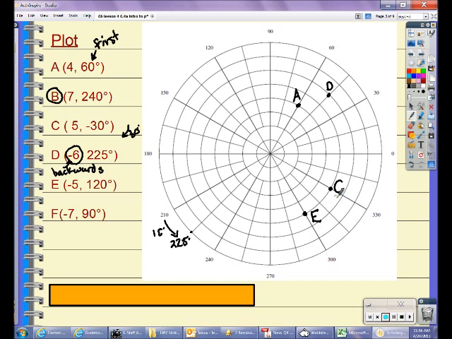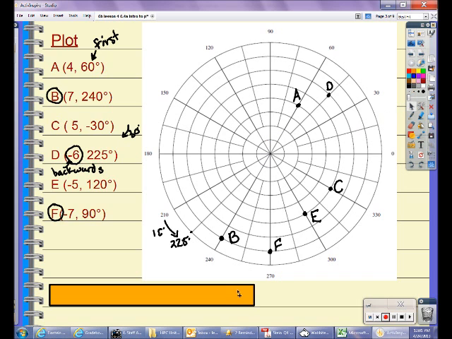Now I want you guys to pause this and try finding points B and F on your own. Pause the video right now. Are you back? Let's see if you graphed B and F correctly. There's point B. There's point F. Did you remember to go backwards from your 90 degrees since it was -7? Did you count the 7 correctly? Did you count this tiny circle as 1, or did you accidentally skip it? I hope you got them right.